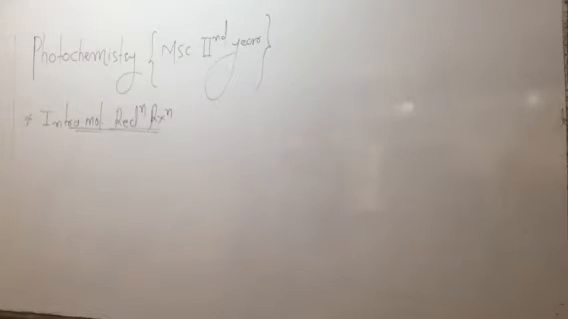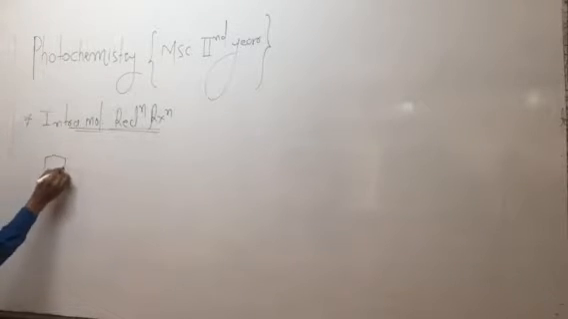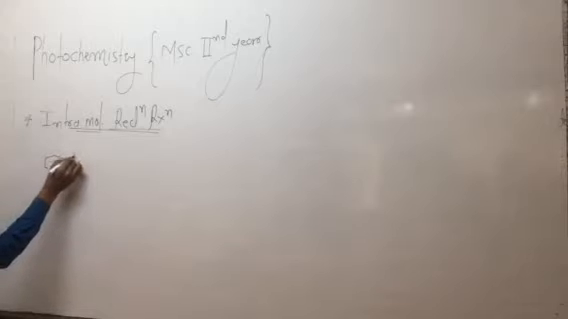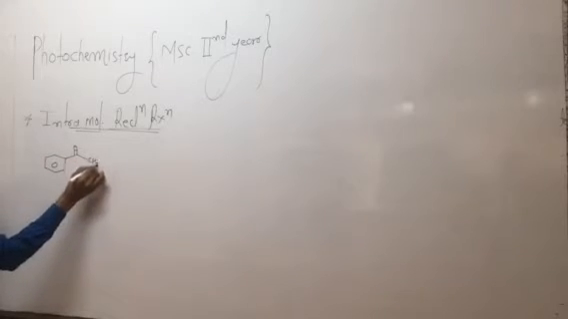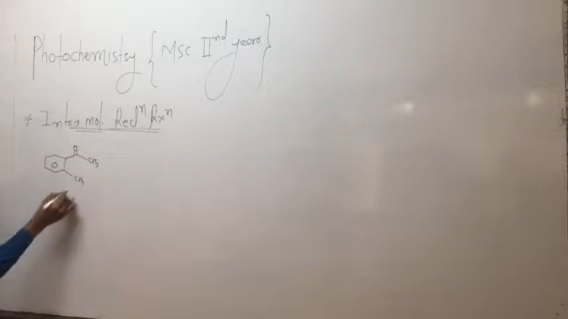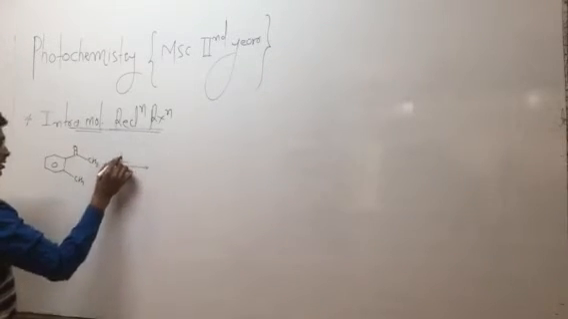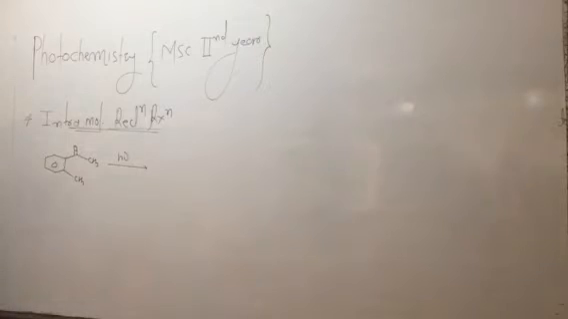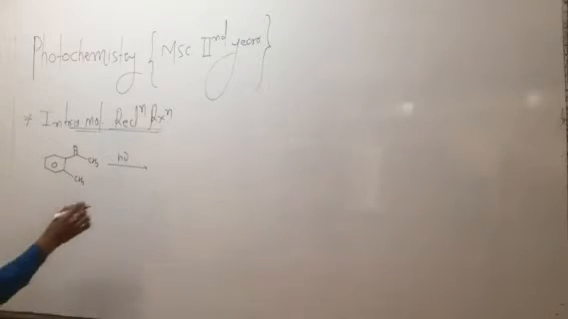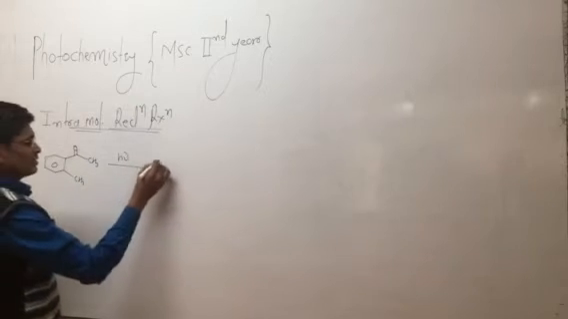Students, welcome, in continuation of the part from photochemistry. The particular reactions are intramolecular reduction reactions. If the starting reactant molecule is an aromatic carbonyl compound, this is 2-methyl acetophenone. 2-methyl acetophenone undergoes photoirradiation.